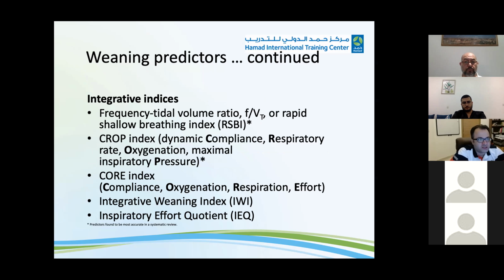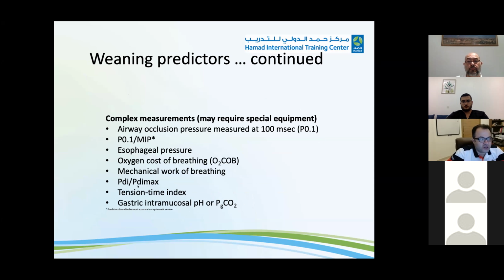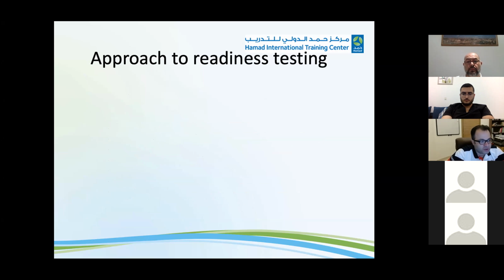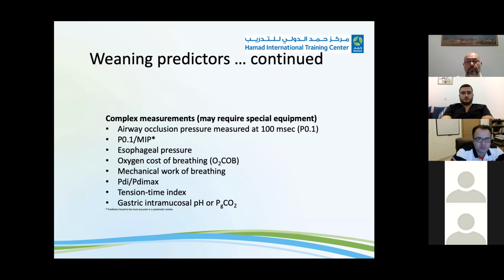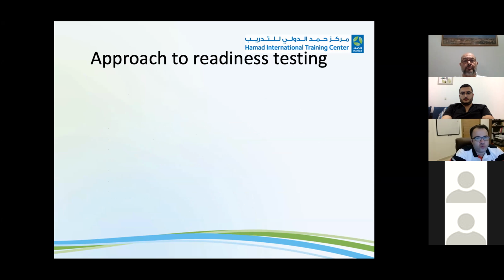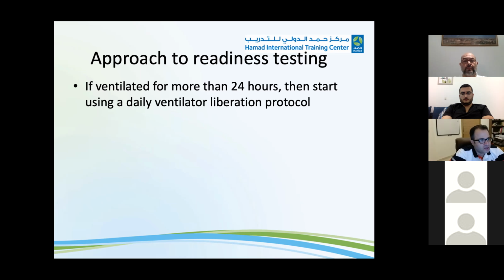We have more complex indices that you are seeing here, with the exception of the rapid shallow breathing index. These indices are very complex to calculate and not very useful in predictions of weanability. And some ventilators can do what we call the occlusion pressure, or P0.1. They measure the occlusion pressure, and that can help you in predicting weanability of the patient. Again, all these parameters can be complex, not available for everyone, and not very helpful clinically. So what is the approach for readiness for testing? If the patient is ventilated for more than 24 hours, then start using a daily ventilation liberation protocol.